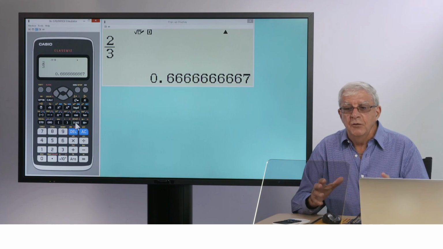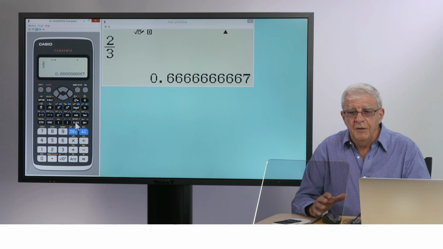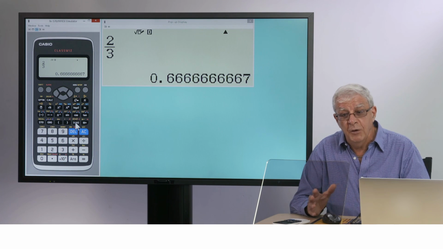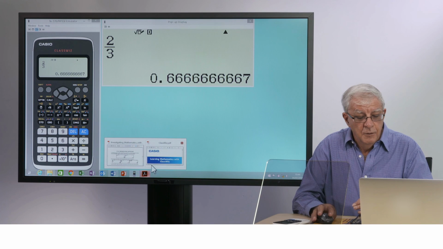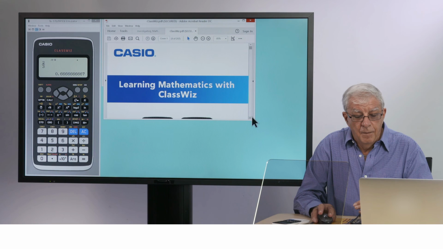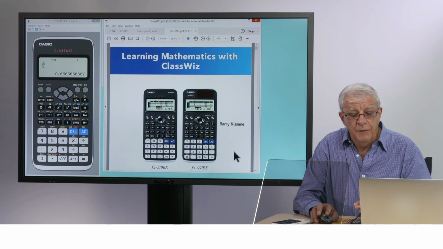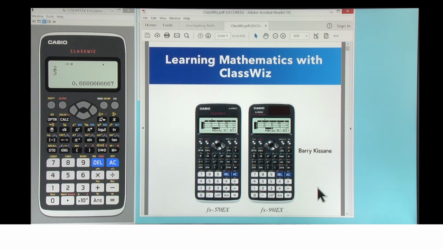This video has shown you some of the many ways in which ClassWiz can be used to help students to understand fractions and decimals. We've looked briefly at decimals, at fractions, at percentages, at equivalent fractions, at improper fractions, and recurring decimals. You'll find Module 2 of the ClassWiz book, which is this one here, Learning Mathematics with ClassWiz, will have many useful ideas for students to think about.